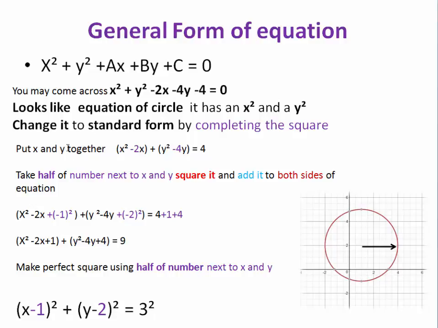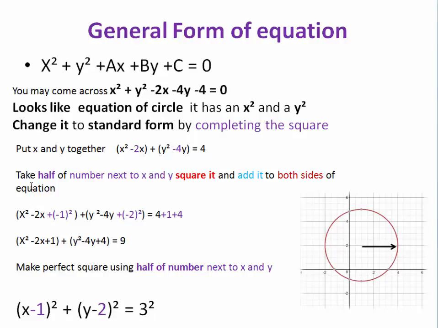We put the x and the y together, so we have x squared minus 2x in brackets and y squared minus 4y in brackets, so that's x squared minus 2x plus y squared minus 4y. Take the minus 4 to the other side and it becomes a plus 4, so equals 4. Then we need to complete the square.